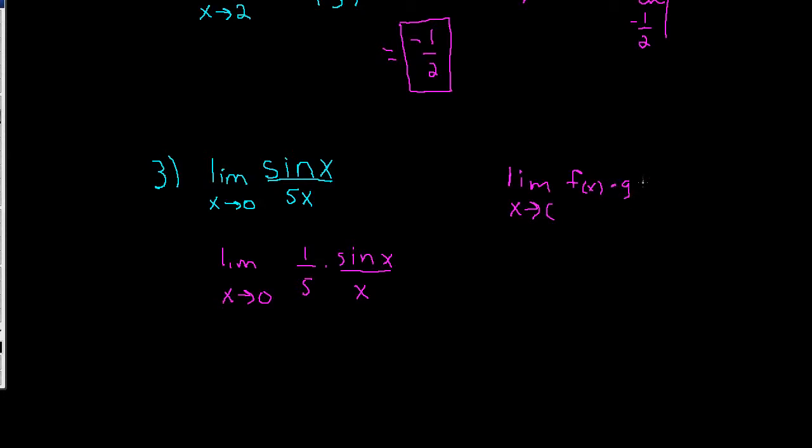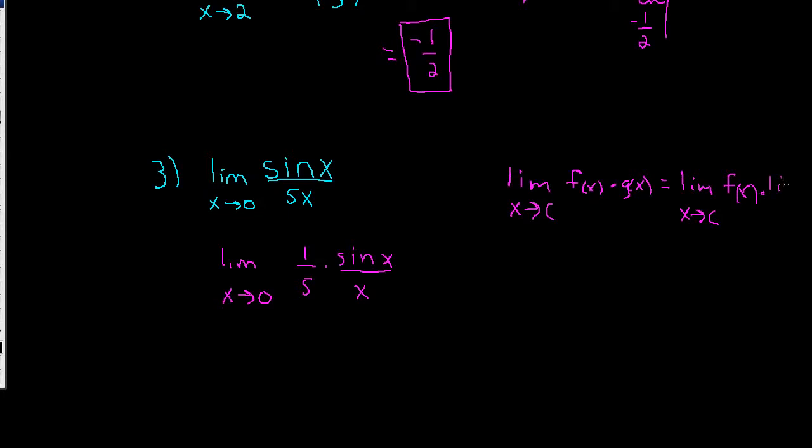I'm letting x approach some random c here, and maybe I have two functions. I don't know what these functions are. They could be anything we want them to be. In this case, I have a constant function and another function in terms of x. The property says, and we won't prove this right now, we'll just take it as true, that this limit you can break up into a product of limits.